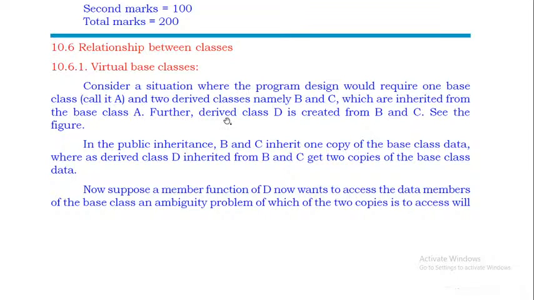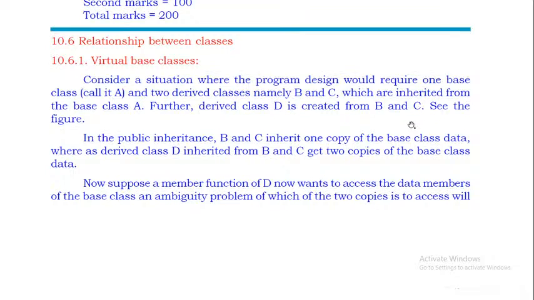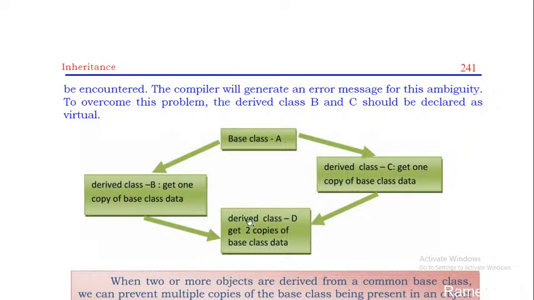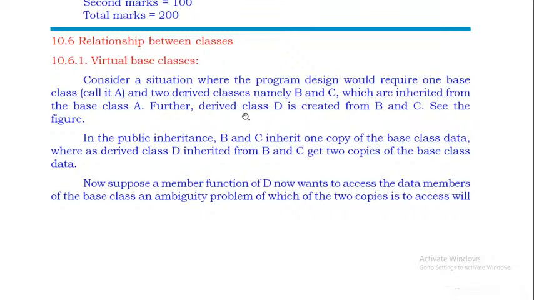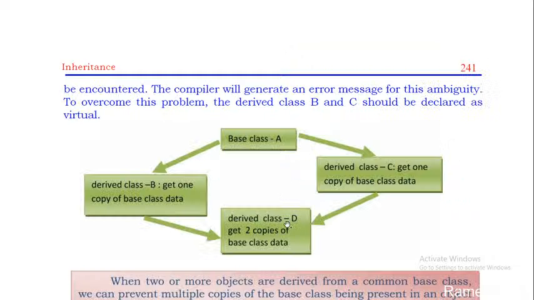Further, derived class D is created from B and C. See, observe here. This derived class D is derived from whom? From B and C.